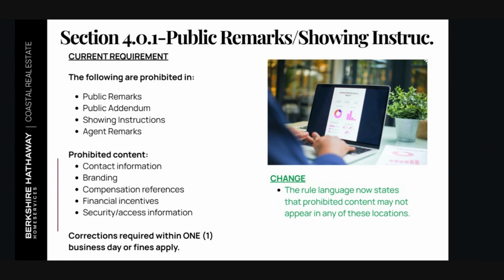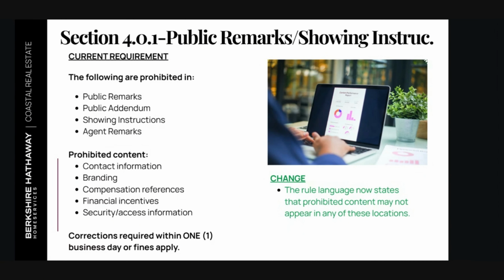If prohibited information is entered into MLS and MLS notifies the agent, corrections must be made within 1 business day, or fines may be applied. The change to the section is not about new prohibited content. It is about where the rule applies. So the prohibition has been expanded beyond just the public remarks. It now applies to multiple MLS fields, including the public remarks, the public addendum, the showing time instructions, the agent-to-agent remarks, and any MLS field visible to other participants or the public that functions as listing instructions or description.